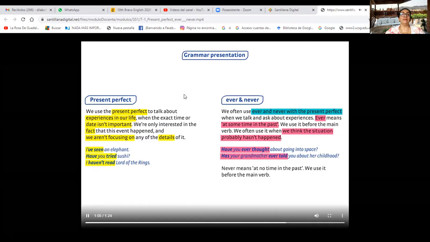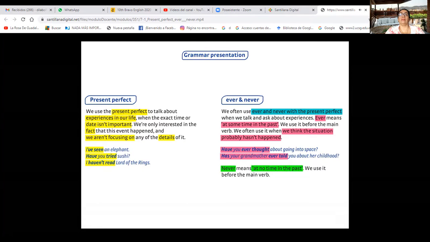Listen. Never means at no time in the past. We use it before the main verb. I've never tried Russian food. Is it nice? My dad has never been abroad. Can you believe it?